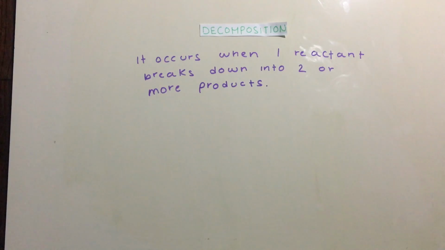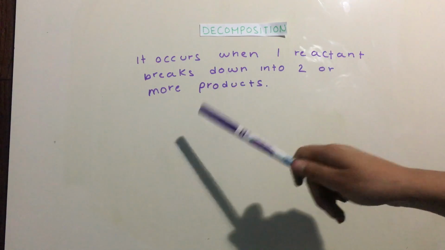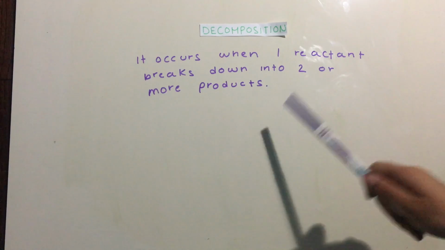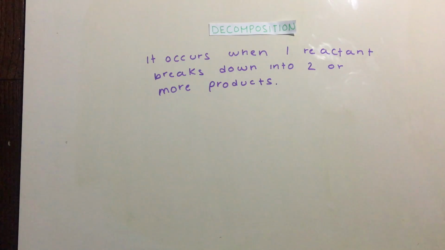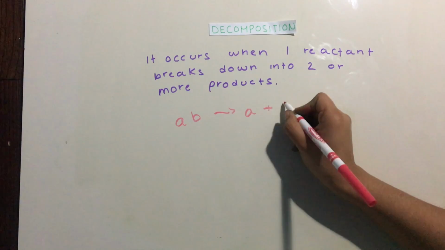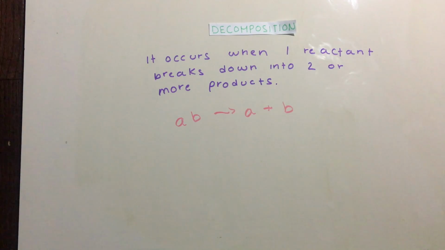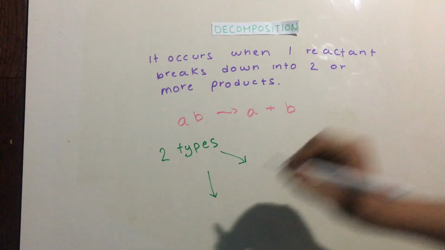Decomposition. A decomposition reaction occurs when one reactant breaks down into two or more products. So it's like a pair of best friends that aren't friends anymore. It can be represented by the general equation AB breaks down into A plus B. So there are two types of decomposition reactions.